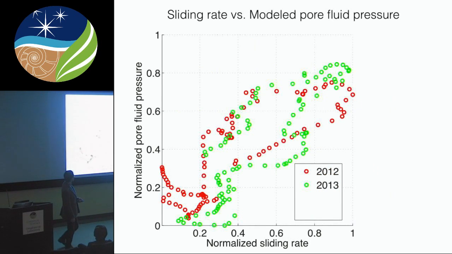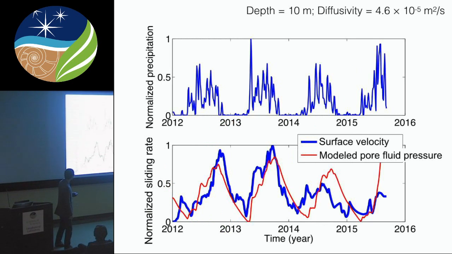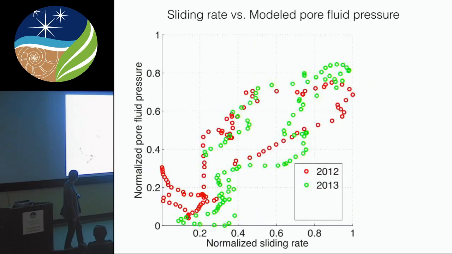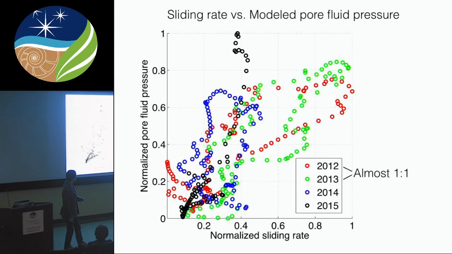So if I only take the year 2012 and 2013, so that would be this time period, it seems like everything is fitting fairly well. And in fact, if you plot a normalized sliding rate versus the normalized porphyry pressure, you can see this is sort of a one-by-one curve. However, if I move forward in time, in 2014 and 15, you start to see there's a deviation.